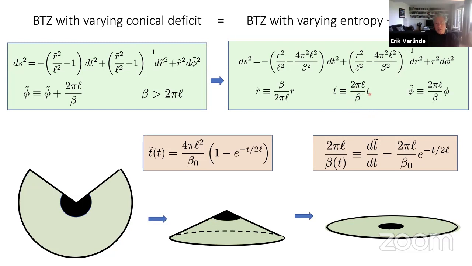If I differentiate t tilde with respect to t, I get 2 pi L over beta. This is exactly how I define my time-dependent temperature. And if I insert this expression, you get this formula. You see indeed that the temperature also decays exponentially. So the temperature goes down as the black hole sort of radiates.